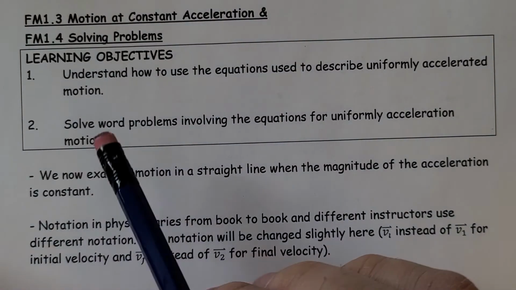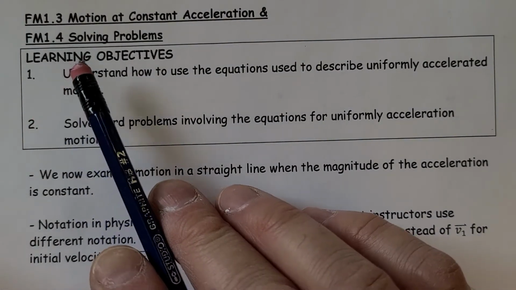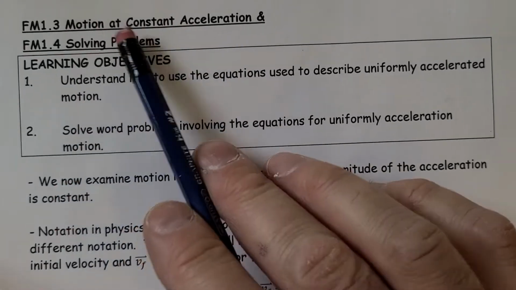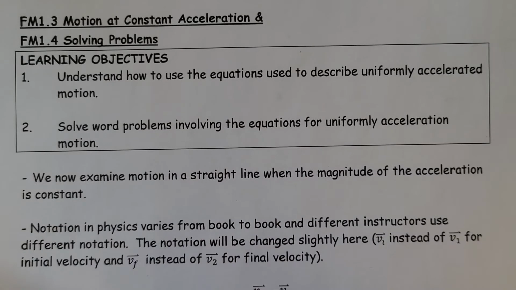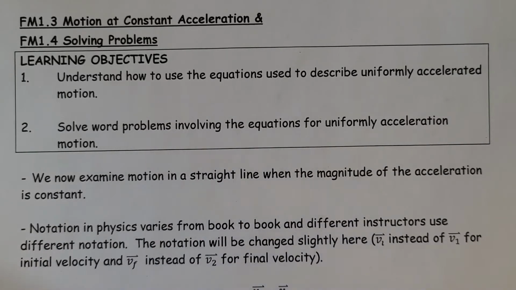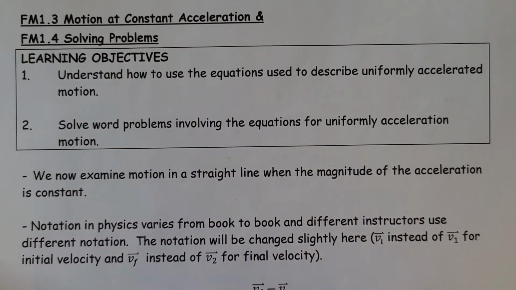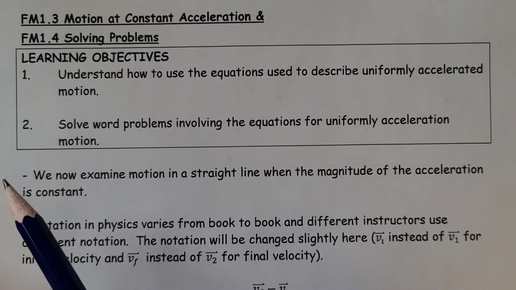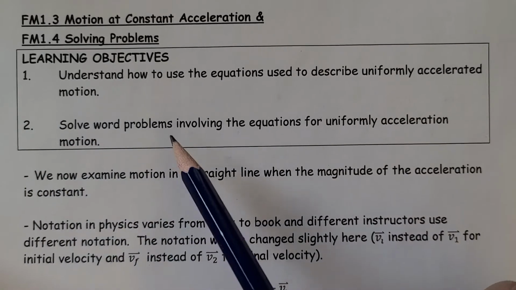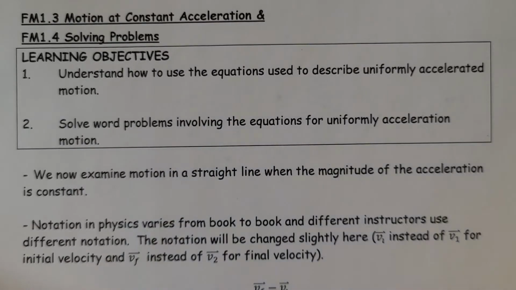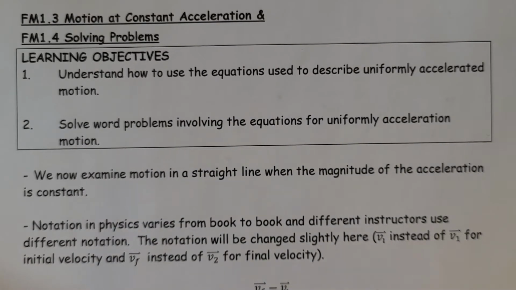Welcome back, Physics 30. This is the combined FM1.3 motion at constant acceleration and 1.4 solving problems involving that. So we've looked at uniform motion, looking at velocity as displacement over time. Then in 1.2 we looked at acceleration. Now, using that idea of acceleration, we can derive a bunch of equations to use in a variety of scenarios.